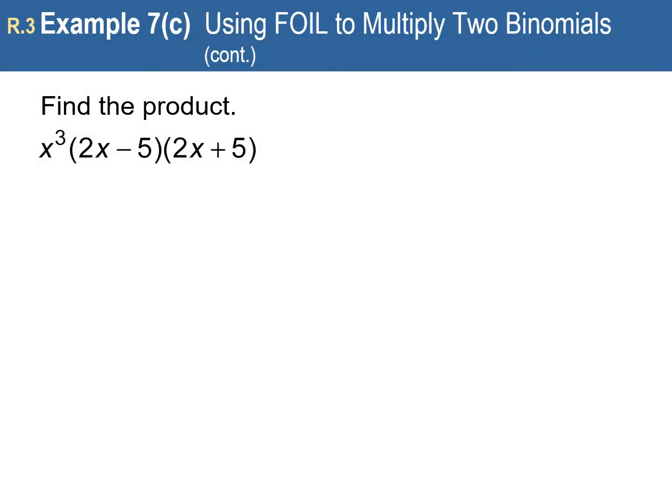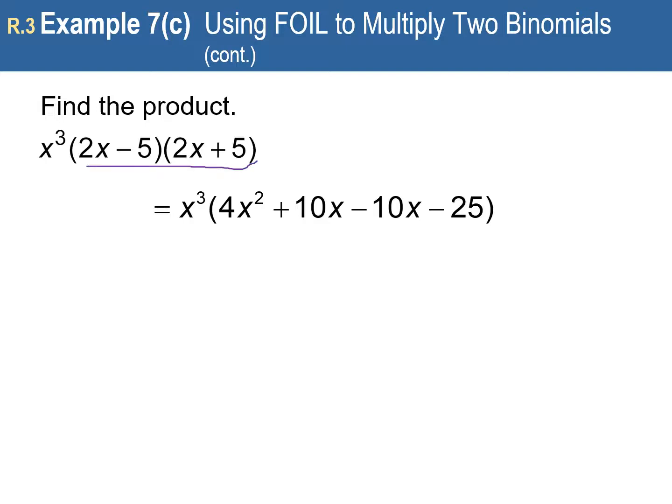Now, how would you do a product like this? Well, what I recommend you do is go ahead and multiply out two of your terms. In this case, we used FOIL on the 2x minus 5 times 2x plus 5, and just carry that x cubed along with you. Just bring it down. So this becomes front is 4x squared, outside is plus 10x, inside is minus 10x, and last is negative 25. Simplify this as best you can.